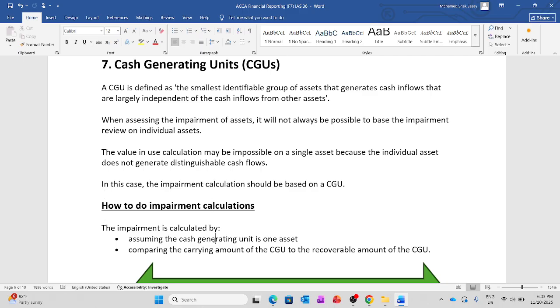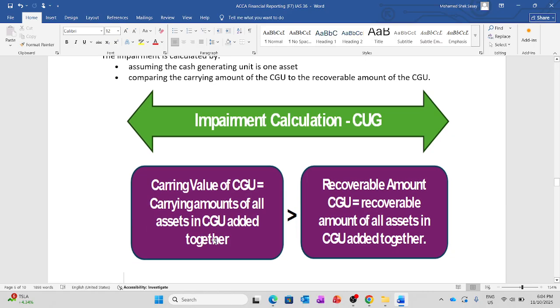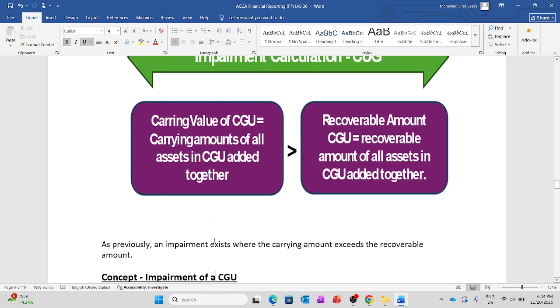Now, this is very simple. For an individual asset, we compare the carrying value of the asset with the recoverable amount. When it comes to the cash generating unit, we compare the carrying value of the cash generating unit, not the individual assets again, with the recoverable amount of the cash generating unit. We are going to compare like with like: cash generating unit carrying value and cash generating unit recoverable amount. Therefore, if the carrying value is greater than the recoverable amount within the cash generating unit, then the cash generating unit has been impaired. So we need to account for the impairment.